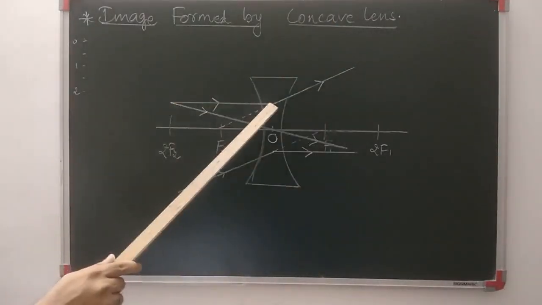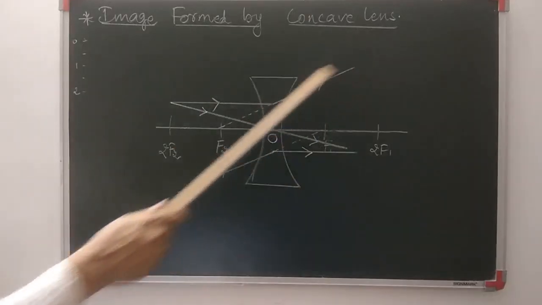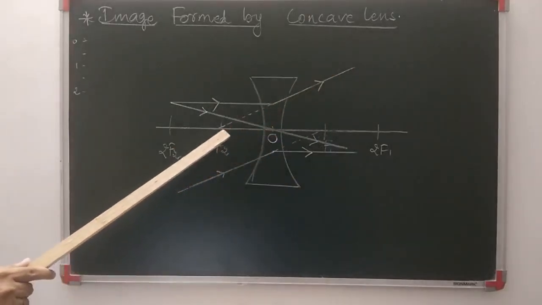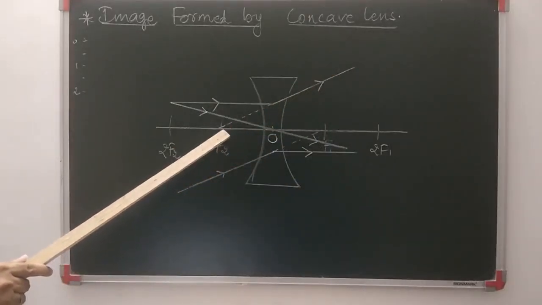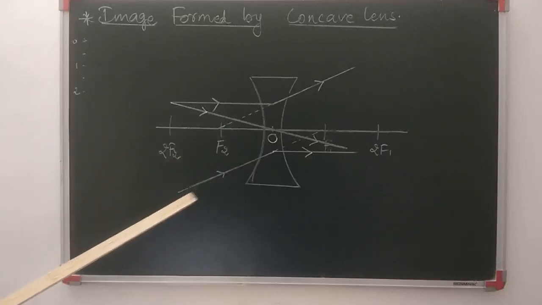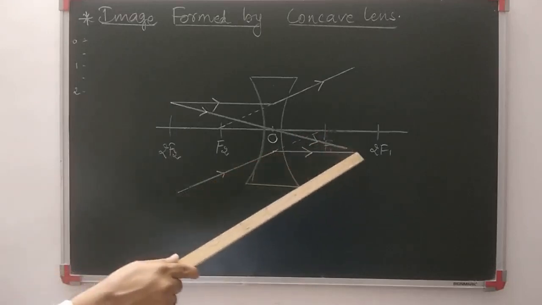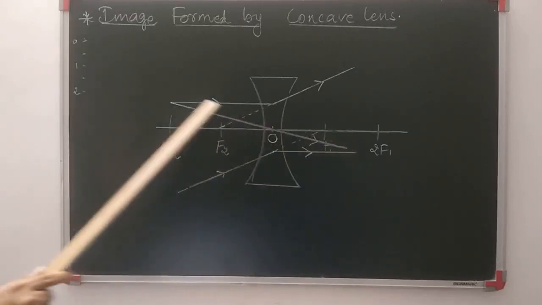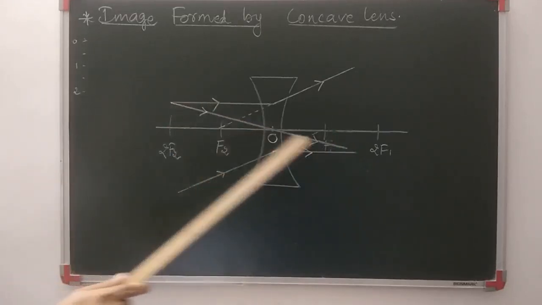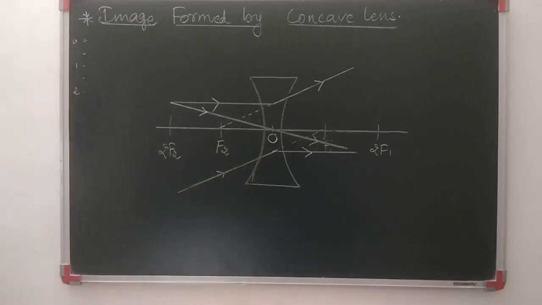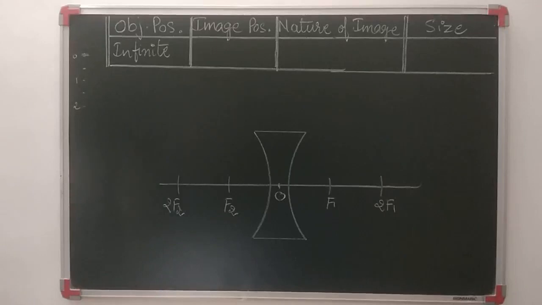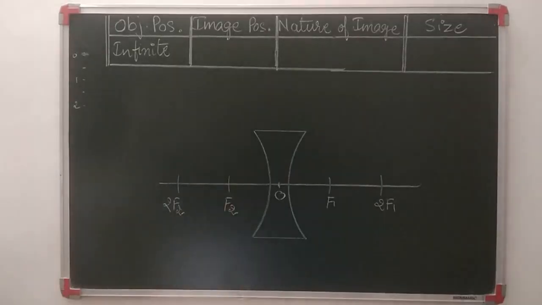If it's parallel to the principal axis, it will be diverged, but when we extend, we can feel that it is coming through the focus. If the ray which looks like it is coming from the focus, after the refraction, it will remain parallel to the principal axis. And if the ray is passing through the optical center, there won't be any kind of refraction. Let us discuss the image formation and the characteristics of the image in the concave lens.